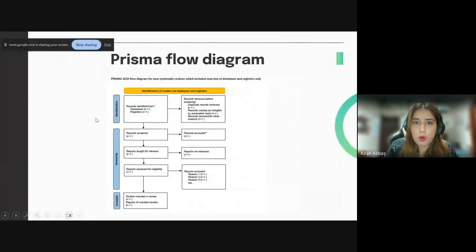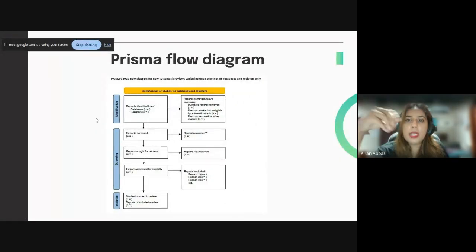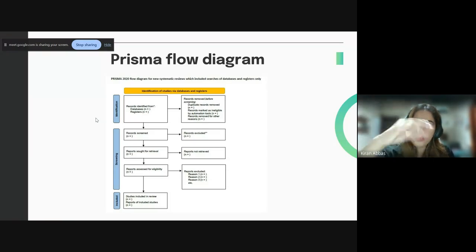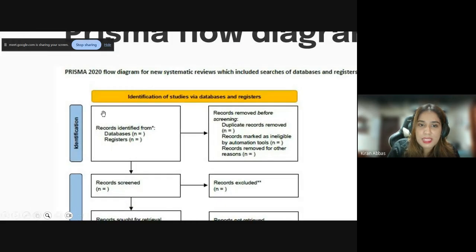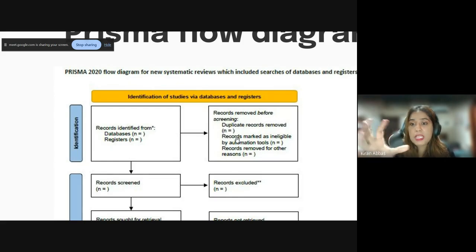Okay, let's move forward. This is a PRISMA flow diagram, and I want to show you here what the whole process looks like. You start off by identifying a certain number of studies from your databases and from different journals, and then you will remove some of these papers, filtering them out based on the predefined criteria.